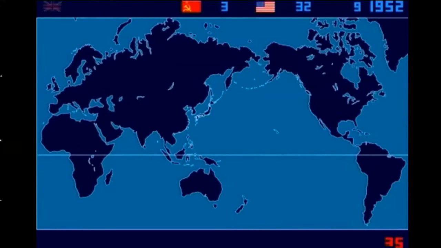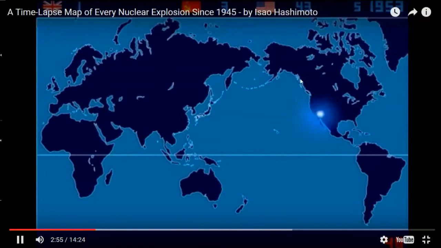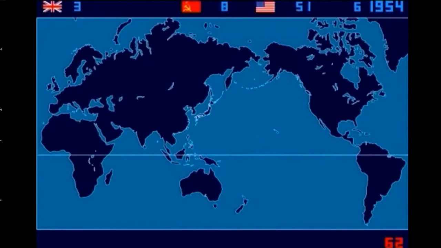1952, we're up to 35 bombs. Then Great Britain, or the United Kingdom, develops the bomb. If you think about where the United Kingdom is, this little island here, there's not enough room on this island to detonate a bomb. So they start detonating them in Australia, which is part of the British colony, and there's lots of space. So they detonate them in the middle of the outback.